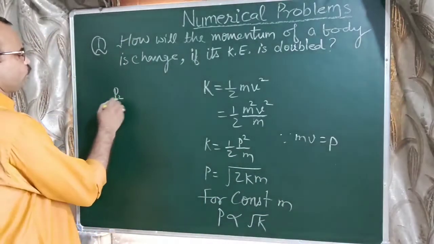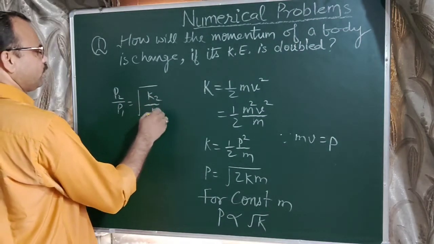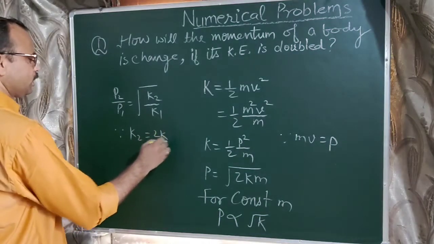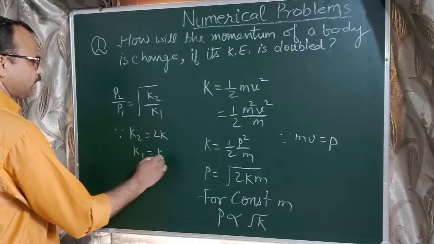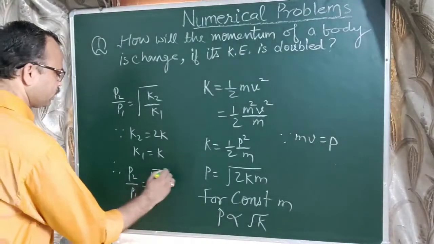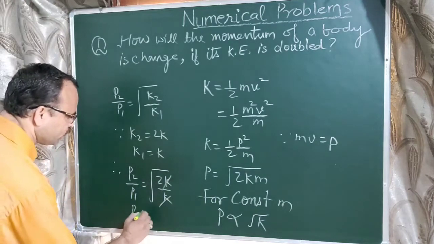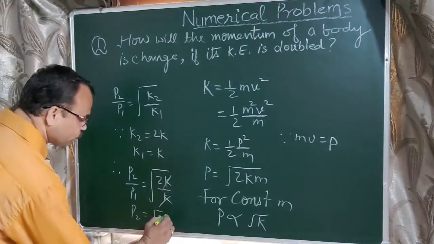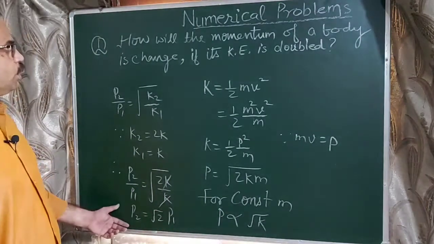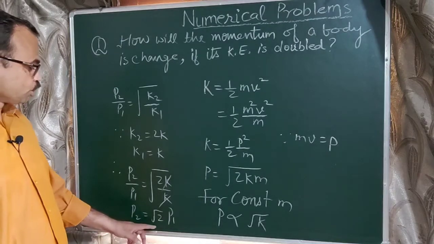So we can write p2 upon p1 equals under root K2 upon K1. Since K2 equals 2K and K1 equals K, therefore p2 upon p1 equals under root 2K upon K. This K and K cancel. Then p2 equals under root 2 times p1. It means the momentum of the body will become root 2 times.